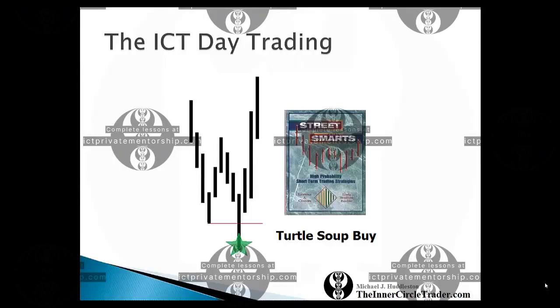Now, turtle soup, you hear me talk about a lot in my videos, is not a pattern that I created. It's not something I came up with individually. Years and years and years ago, I bought a book, as you can see here. It's titled Street Smarts by Larry Connors and Linda Raschke. And one of the patterns in their particular book I love very much. It's called turtle soup.